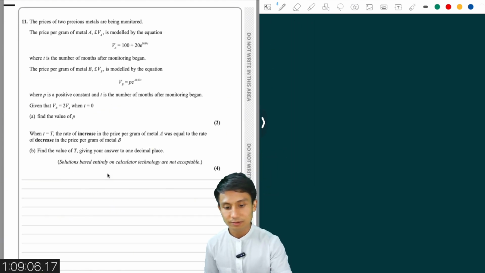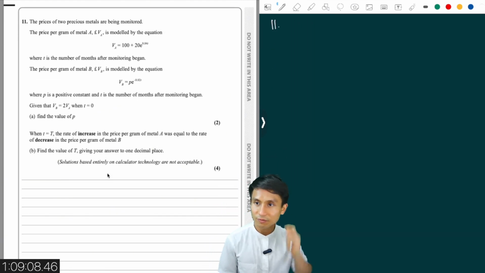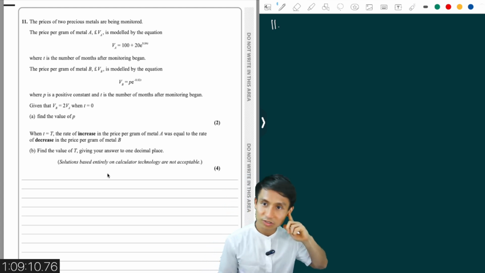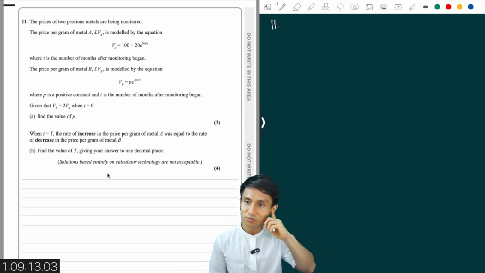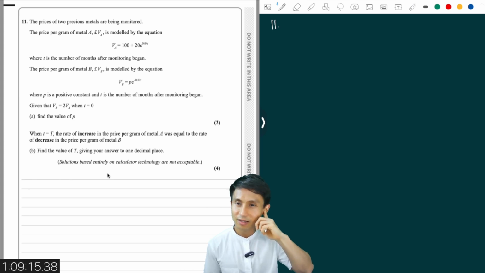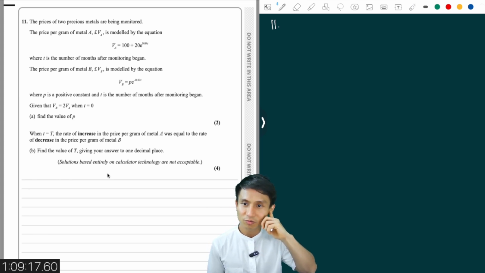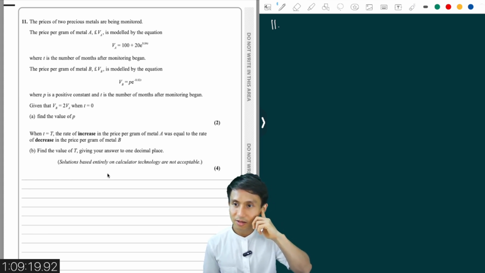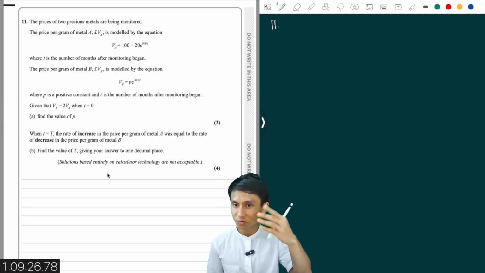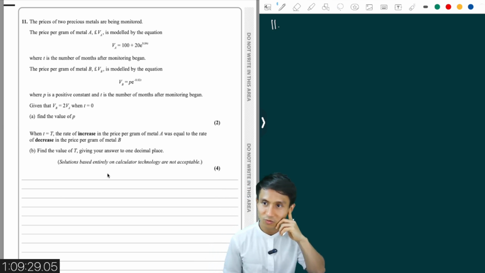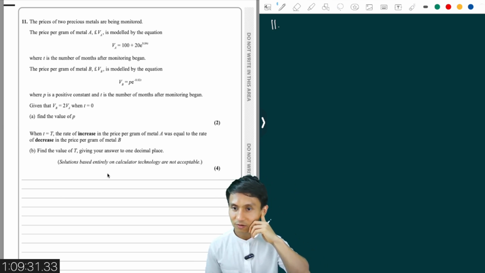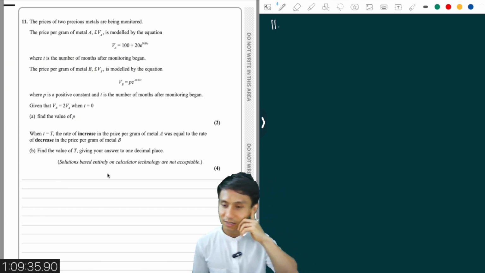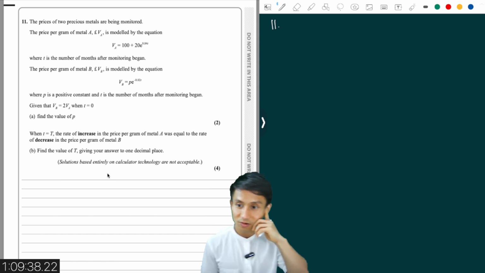Number 11. The prices of two precious metals are being monitored. The price per gram of metal A in pounds is modeled by the equation VA, where t is the number of months after monitoring began. The price per gram of metal B is modeled as that. So we have two different equations, where p is a positive constant and t is the number of months after monitoring began. Given that VB is equal to 2VA when t equals 0, find the value of p.